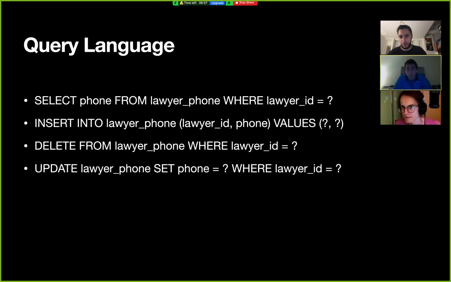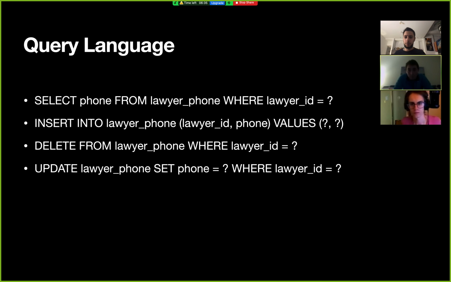I wanted to go into more detail with that actually. So, query language. We talked about DDL. There's also queries, and these are all queries here. Select phone from lawyer phone where lawyer ID equals question mark. What this query does is it gives you the phone number for a particular lawyer. You can insert, you can delete, and you can update.